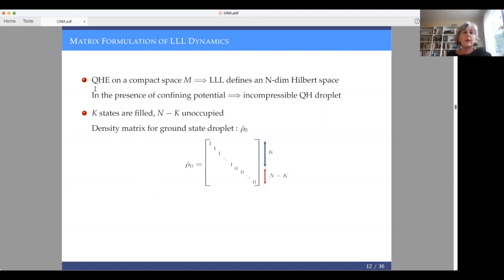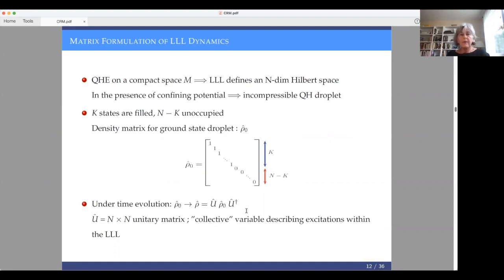Okay, so suppose we have quantum Hall effect on a compact space M, then the lowest Landau level defines an n-dimensional Hilbert space. As I mentioned before, in the presence of a confining potential, one has a quantum Hall droplet. And let's say that K states are filled and n minus K are unoccupied. So one can write the density matrix for this ground state droplet in this way, where this is the lowest energy state, and as we go down, we increase the energy due to the confining potential. Okay, so the most general transformations one can do that leaves us within the lowest Landau level and preserves the occupancy number are n by n unitary transformations.